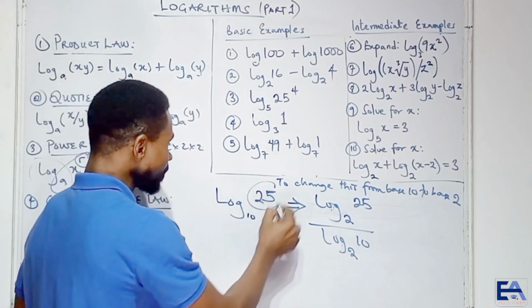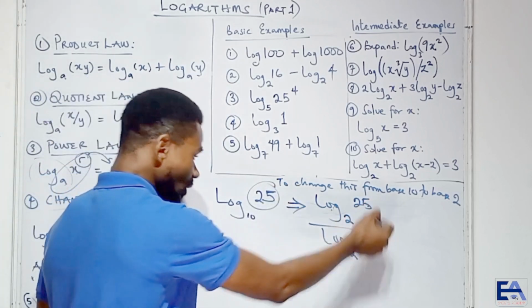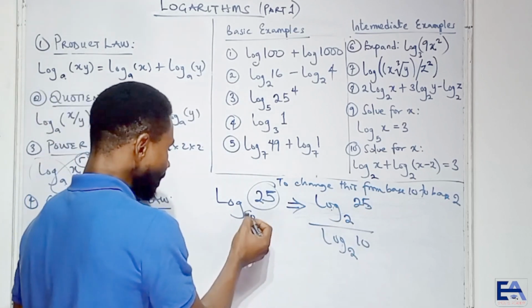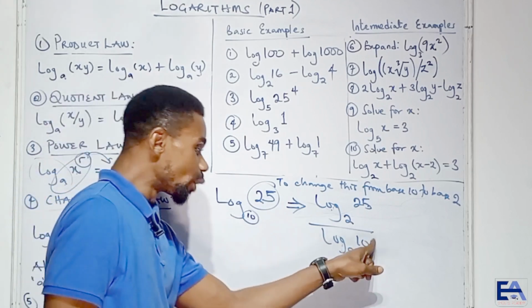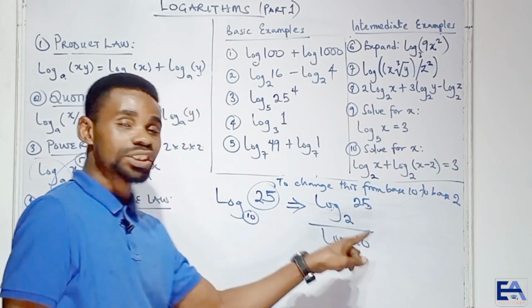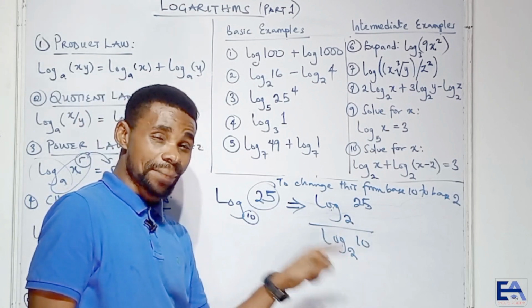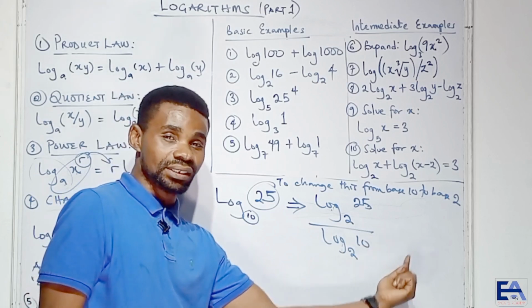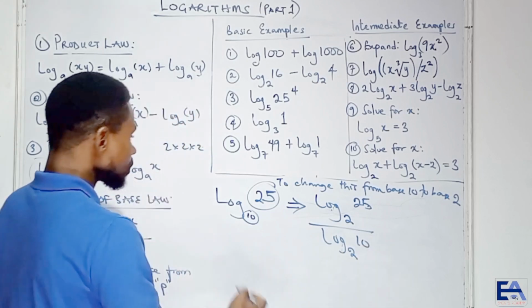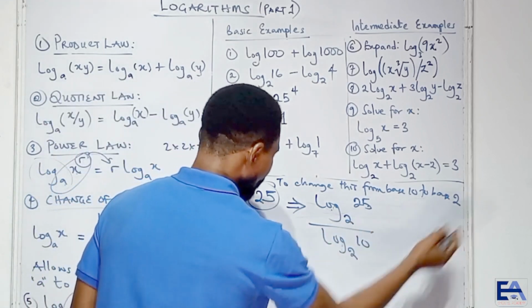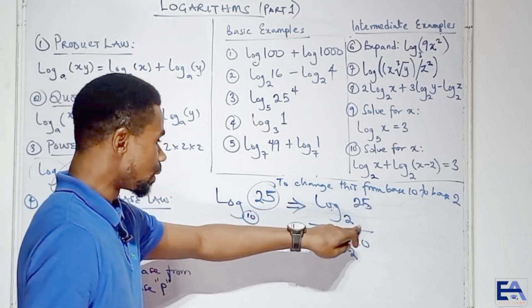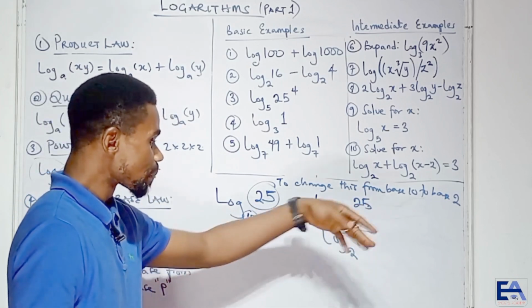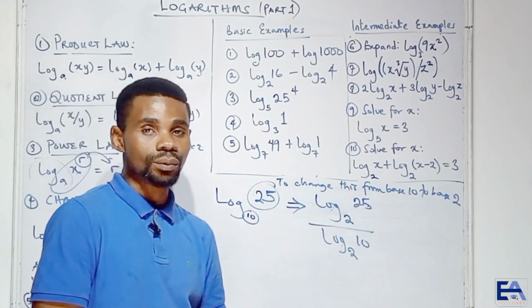While 25 will repeat itself here as the same 25, 10, which was a base before, will now become a number in the new change. You see that? Then you simplify further from these points. You can find log 25 to base 2, you find log 10 to base 2, you get your result, and you are good to go.